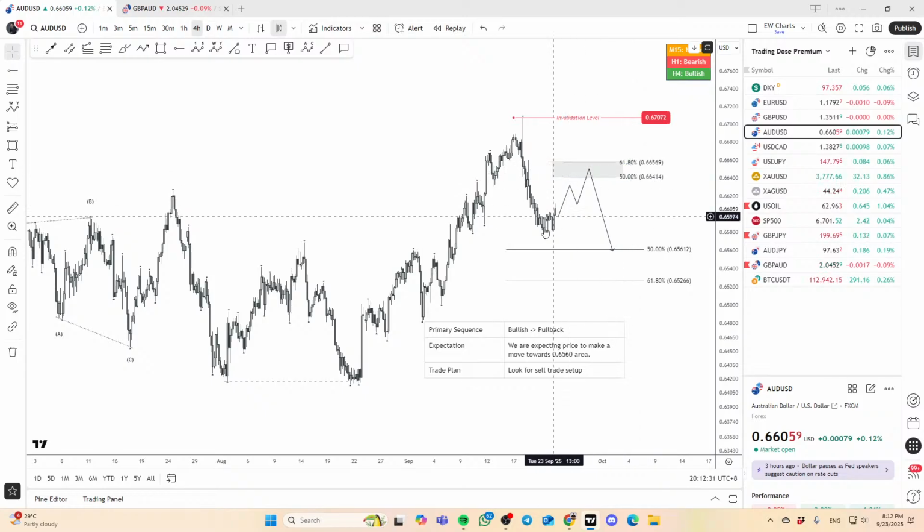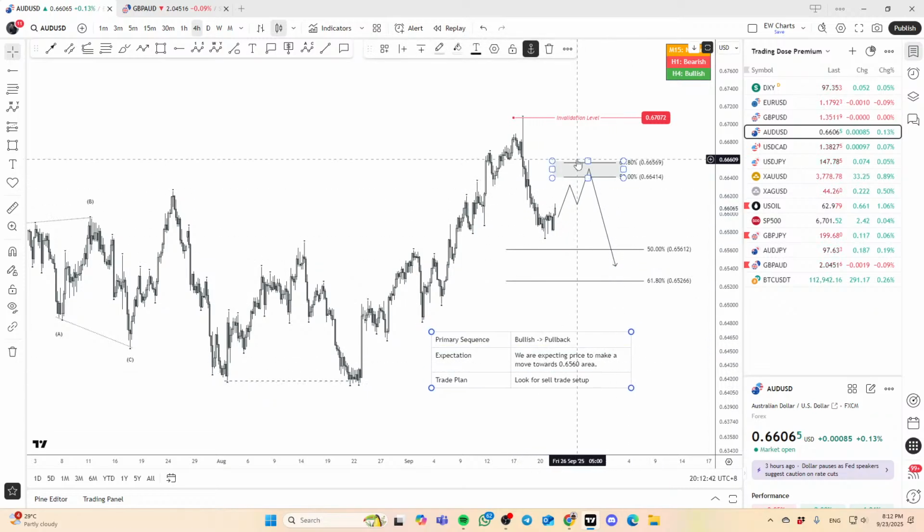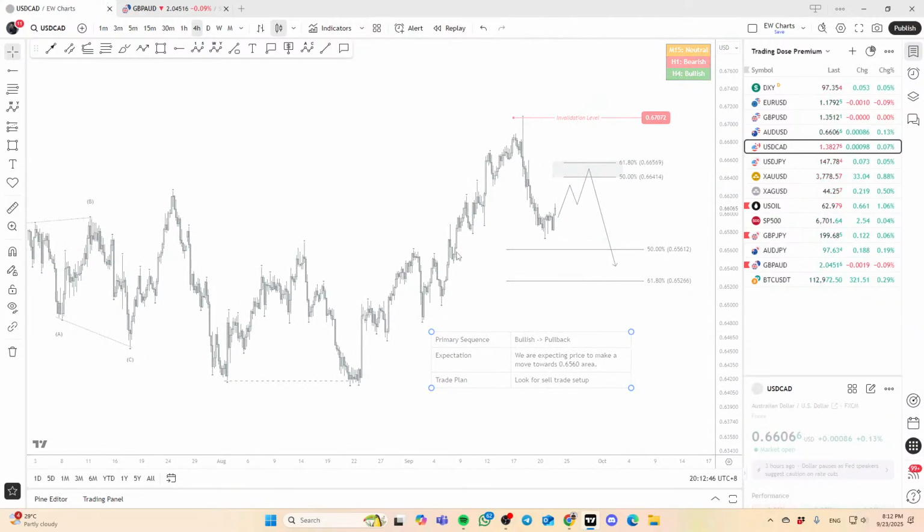Okay, so we want to wait for the corrective pullback towards 6640, 6650. If we can get that, then that's definitely an opportunity that we can look to sell in the short term. Okay, so I think that's quite clear in terms of the direction. We just need to wait for the pullback, right?